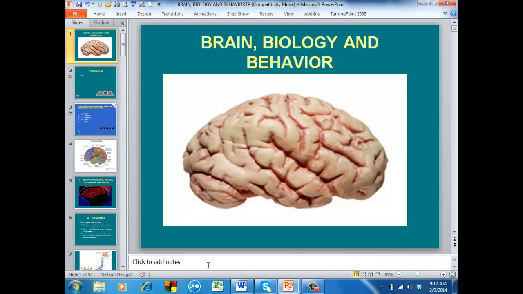So let's talk about the second chapter, which is on brain, biology, and behavior. So there it is. There is your essence right there. All right, this is what you're all about. That's your brain. Looks like a big hunk of cauliflower. And a brain could probably fit right in my hand. Your brain can fit right in my hand. That's about all it is.